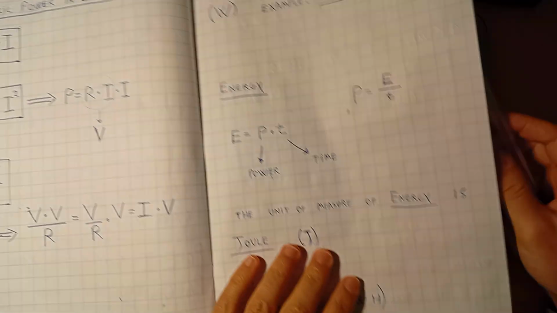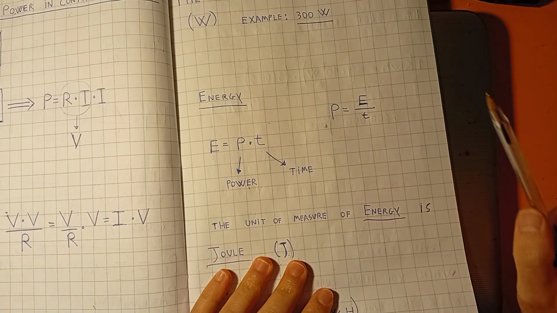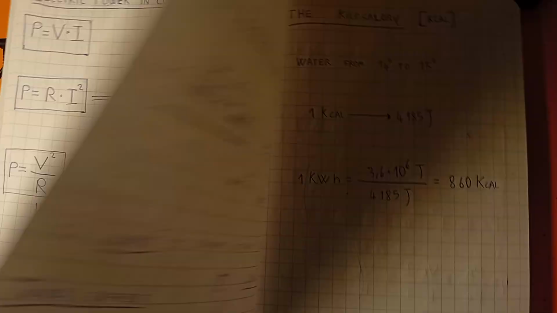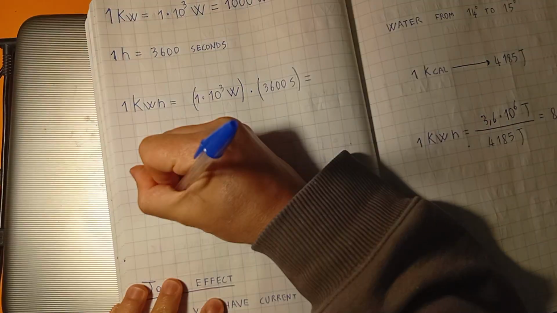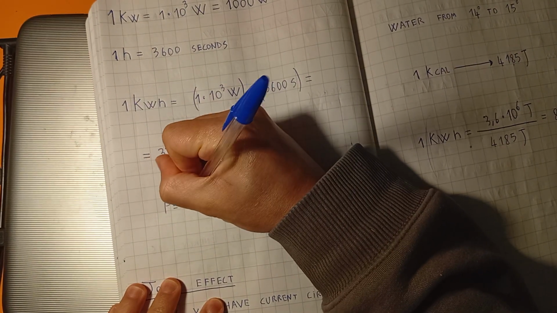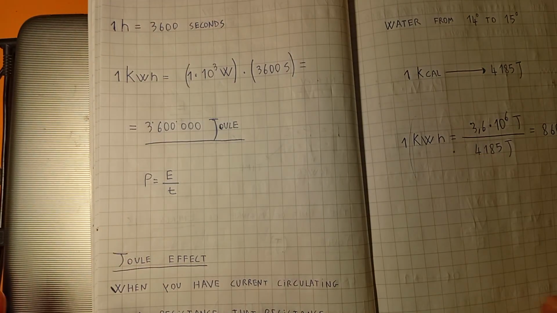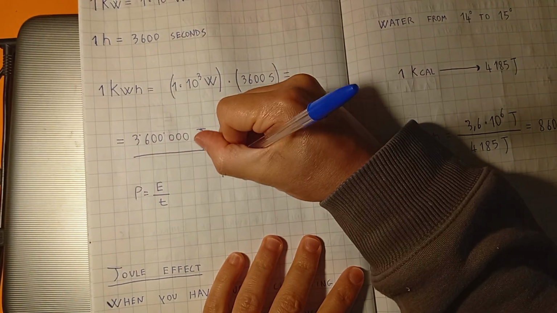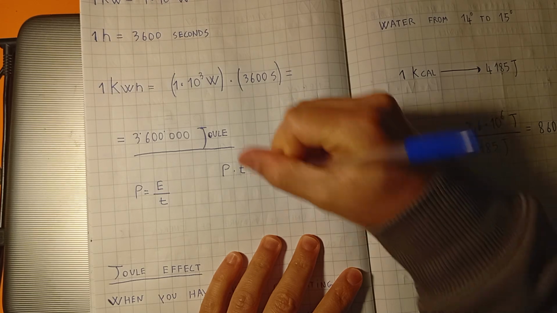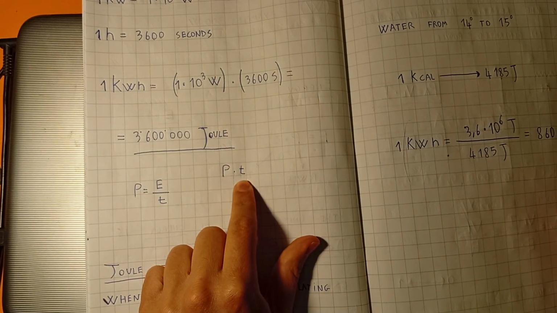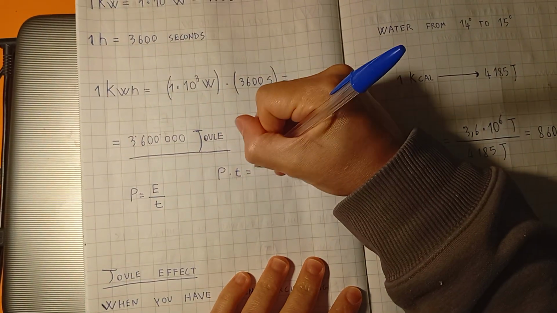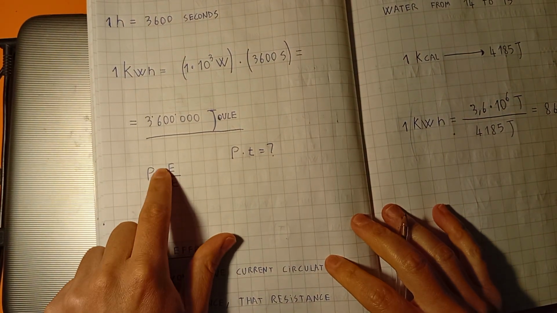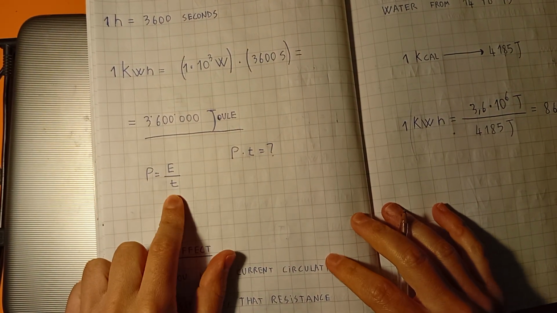Let's look at the energy formula and the power formula. Power is equal to energy divided by time. So if power is equal to energy divided by time, what happens if you multiply power by time? What will happen in this case? Let's just analyze this formula.